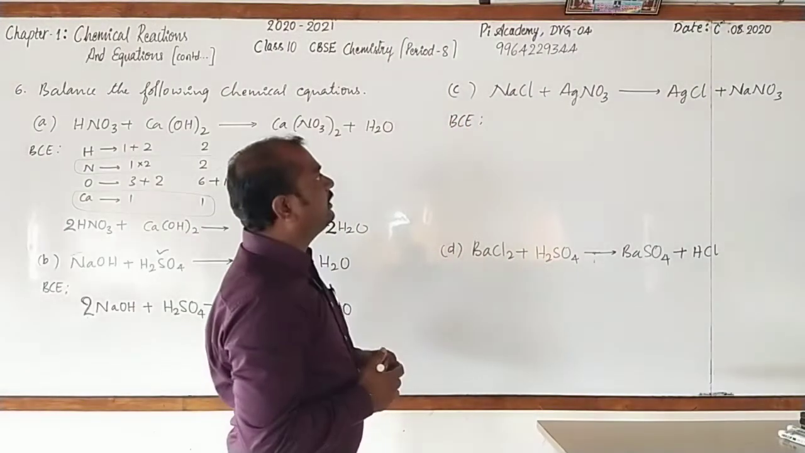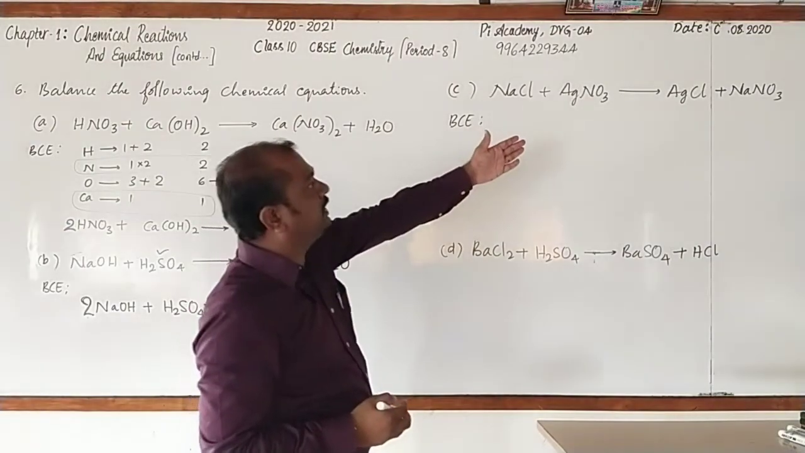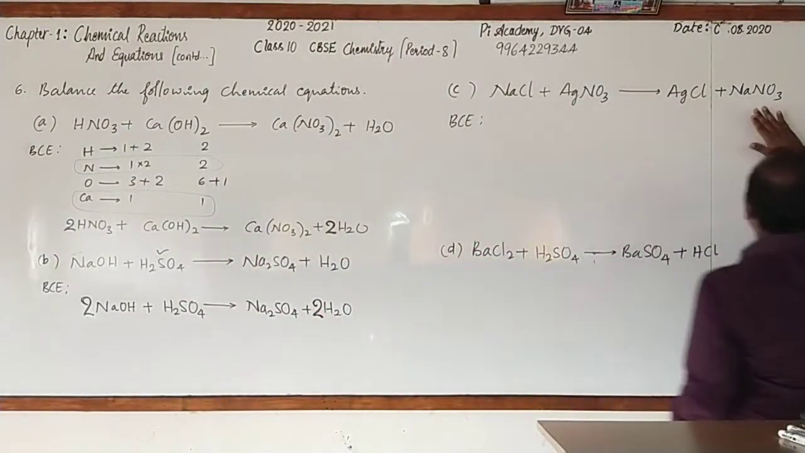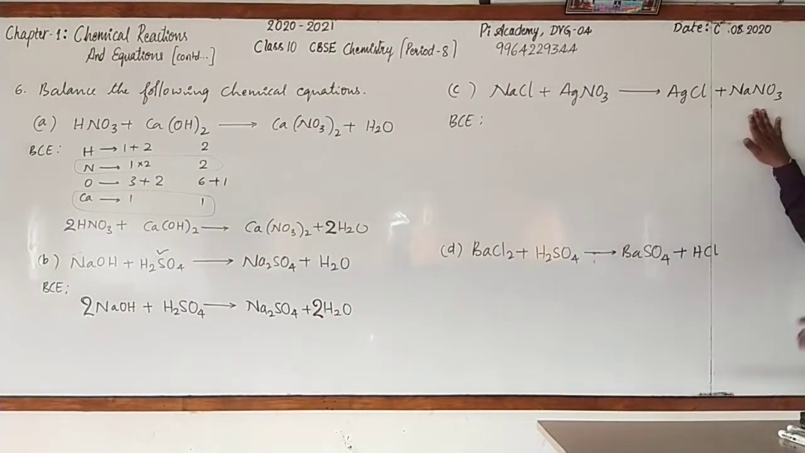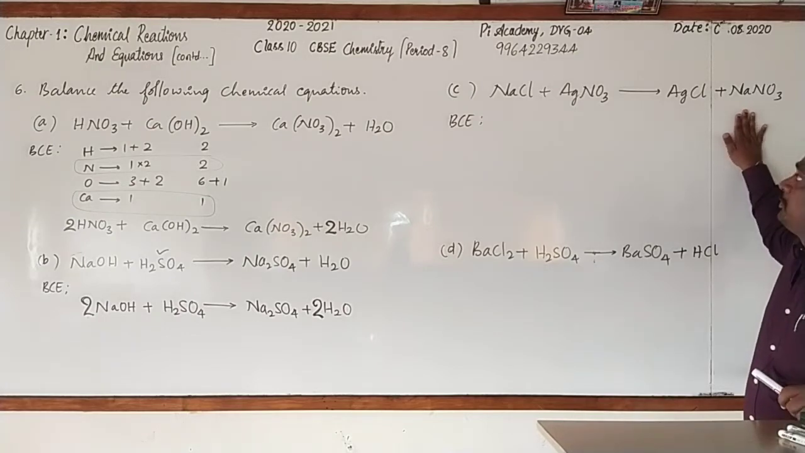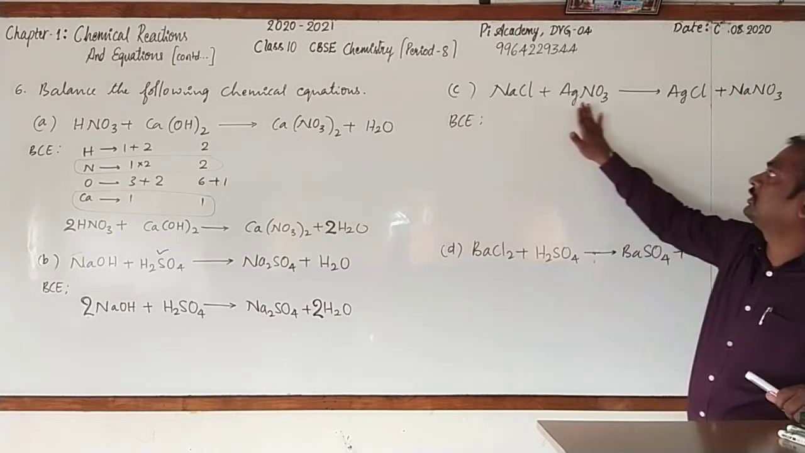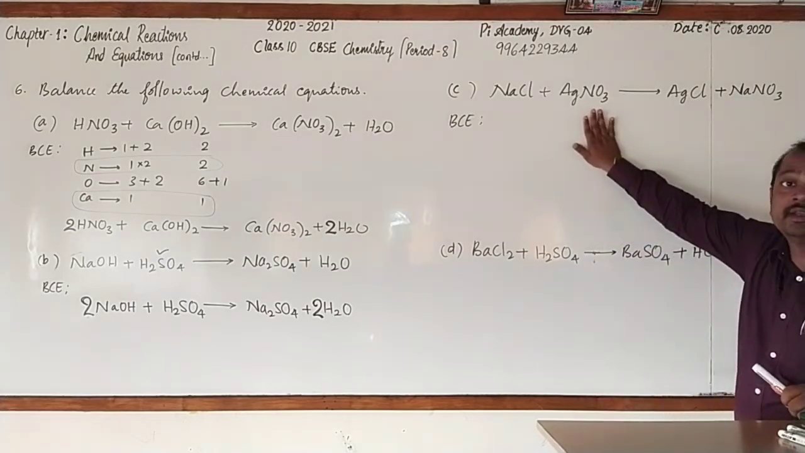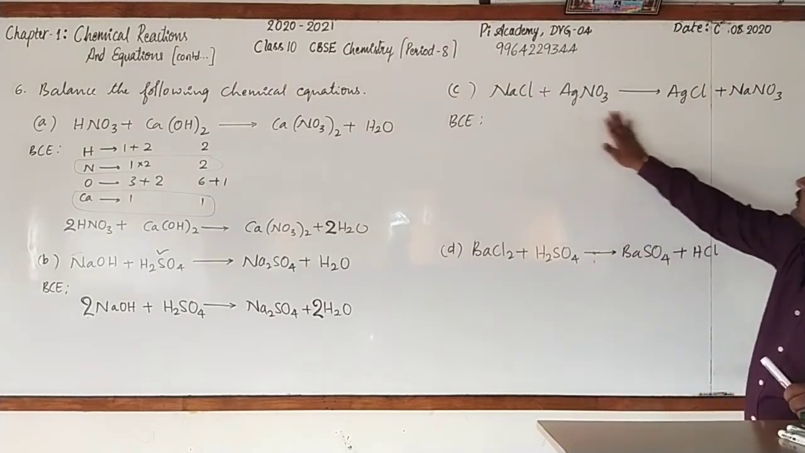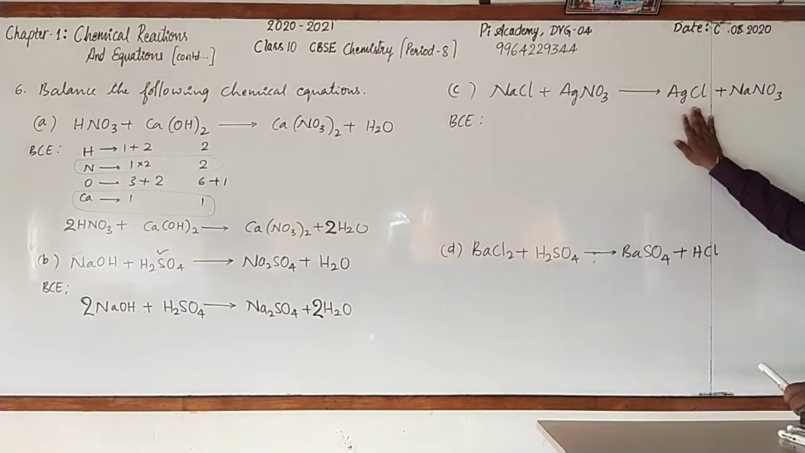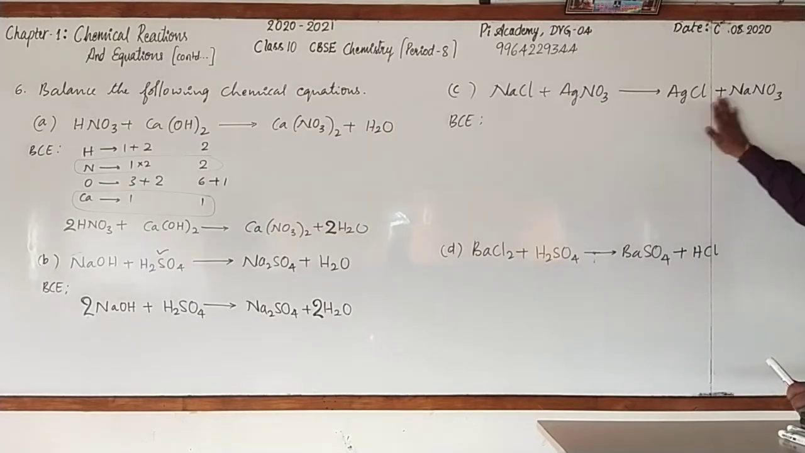Here, NaCl plus AgNO3 gives rise to AgCl plus NaNO3. First, you recall the names of these compounds. NaCl, this is sodium chloride, common salt. AgNO3, it is silver nitrate. AgCl, it is silver chloride. NaNO3, this is sodium nitrate.